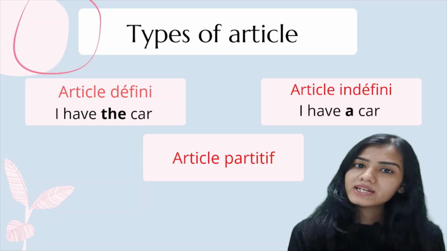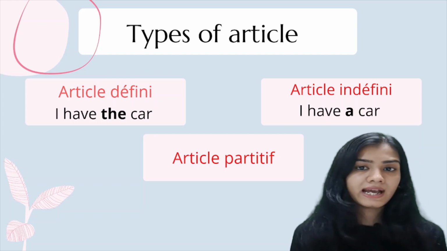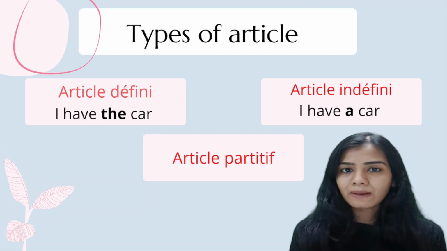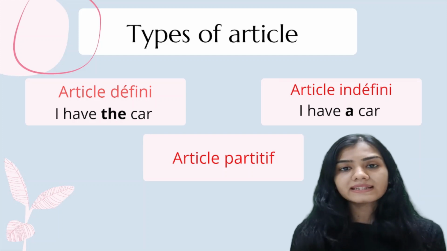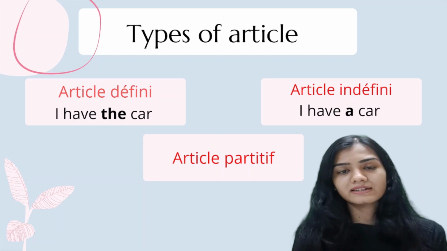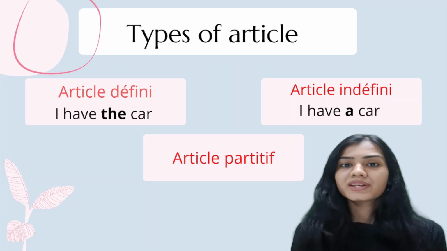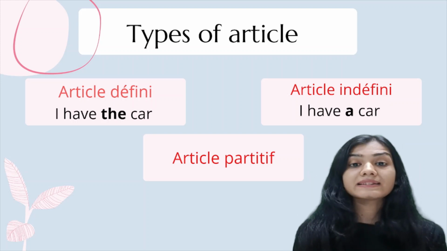So wherever in English we are going to use a and an, a car, an apple, that thing falls under indefinite article. Article indéfini. And the third category is article partitif.